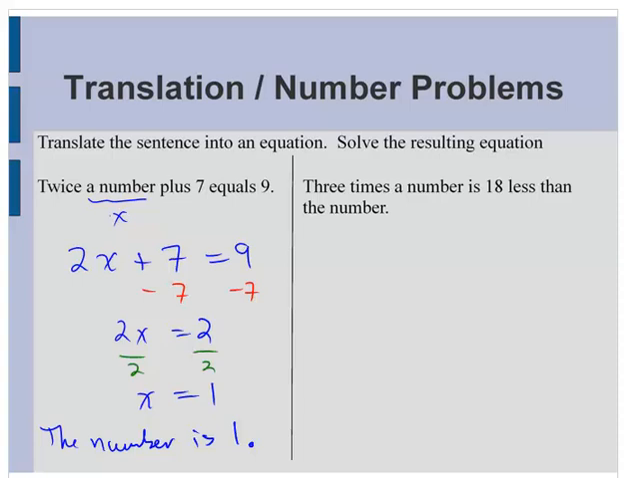Three times a number is 18 less than the number. Again, let me call the number x. 3 times a number is 18 less than the number. Now be careful here in this phrase, 18 less than the number. We know it's a subtraction, but when you see that phrase less than, it switches order. So 18 less than the number would be written as x minus 18.